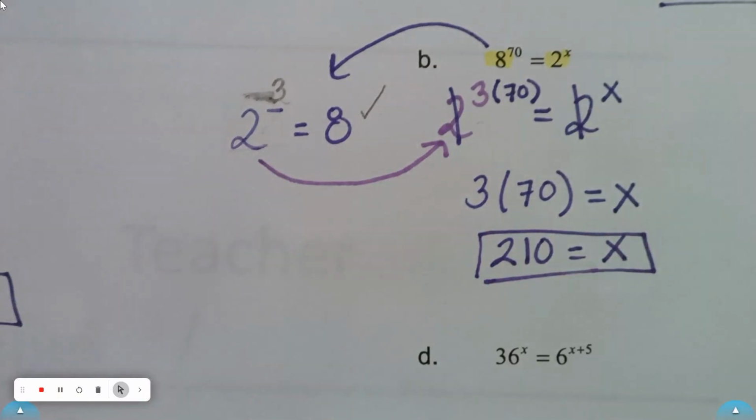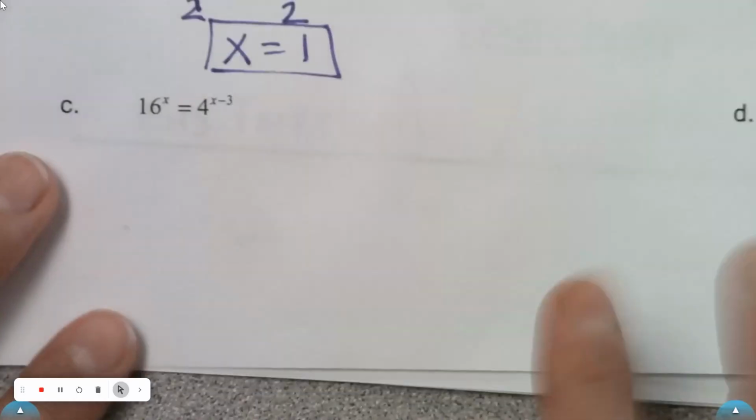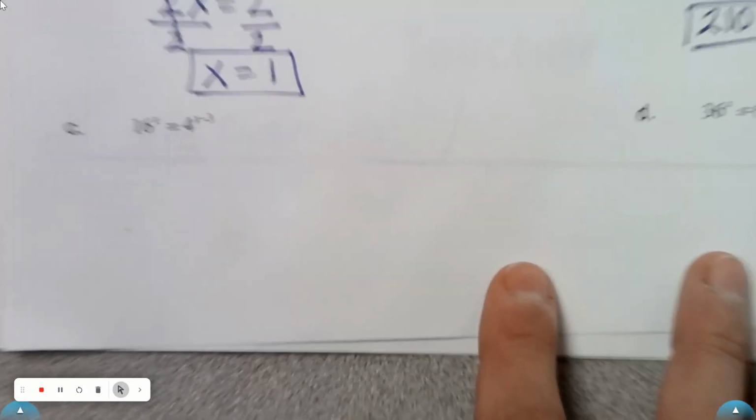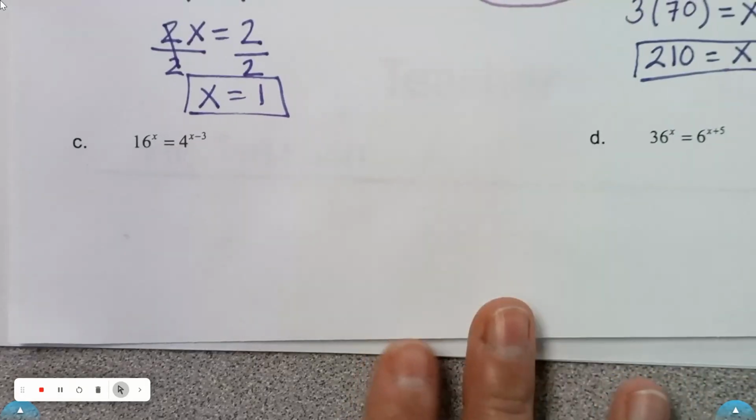So just play with different numbers in your calculator. That's the best advice I could give you in order to figure out what you need to change your number to. Okay, let's try the 2 at the bottom. So I will do letter C, and then I'll have you try letter D.